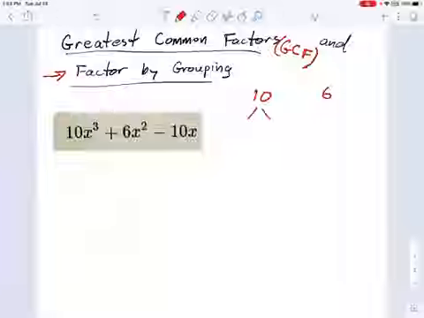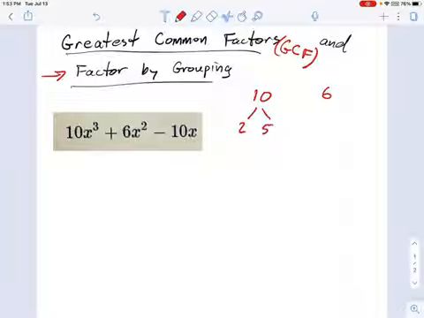And this is how I think through the problem. I think, what does 10 factor into? Well, if you remember factor trees, that breaks down into 2 and 5. And it doesn't go any further because 2 and 5 are prime numbers. And the number 6 breaks into 2 and 3. So you see here, we do have a greatest common factor of 2. So that's the numbers taken care of.